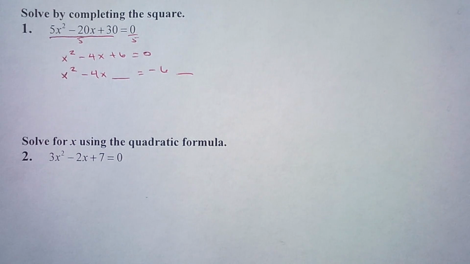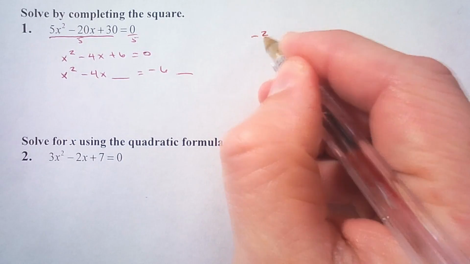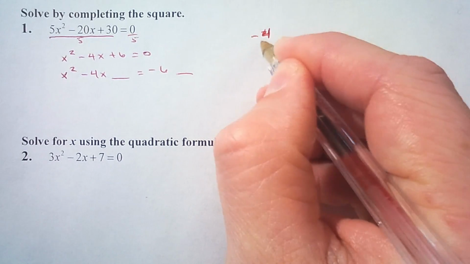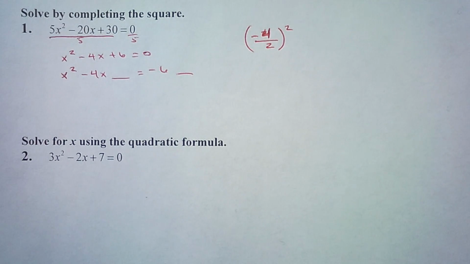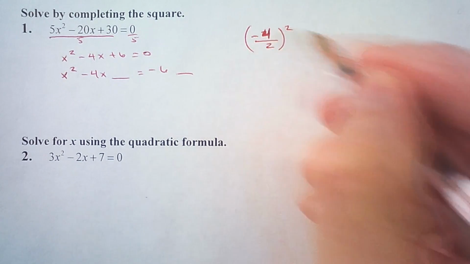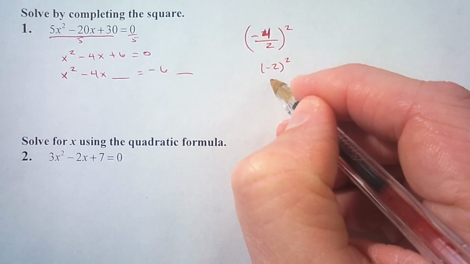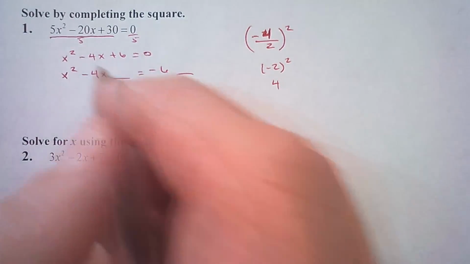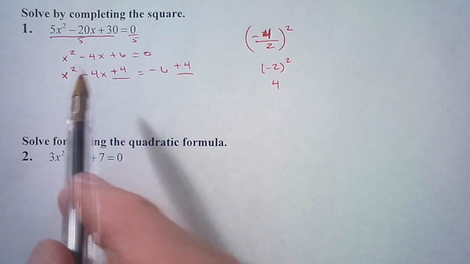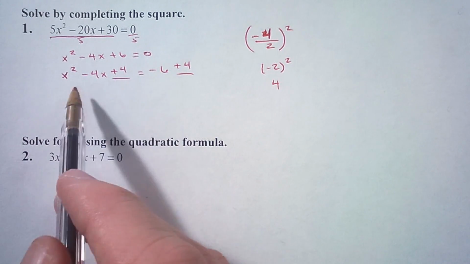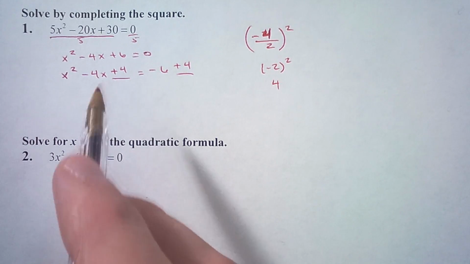Okay, now to get the new c, we take b and divide it by 2 and square the result. So it's b over 2 squared, so that's negative 2 squared, which is 4. So our new c is 4, and we have now made a square trinomial here on the left side. Okay, so now we need to factor that.